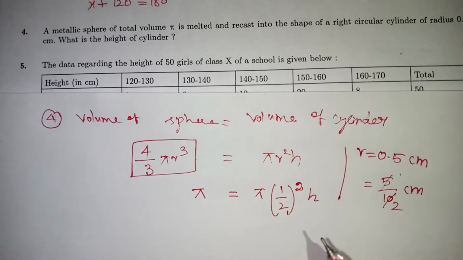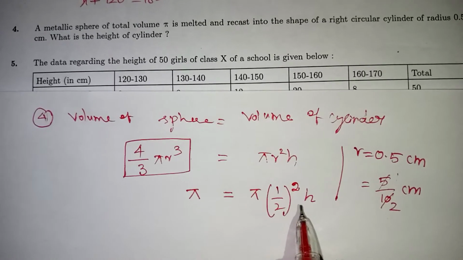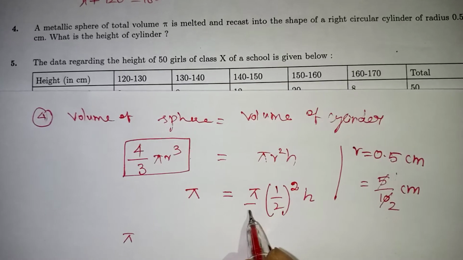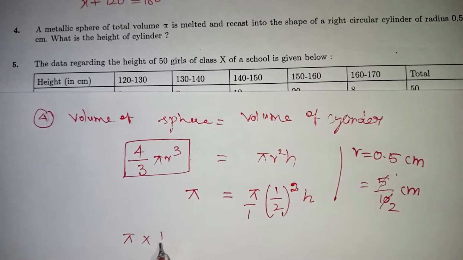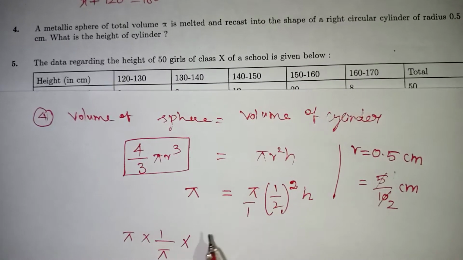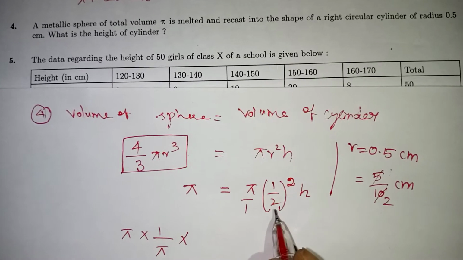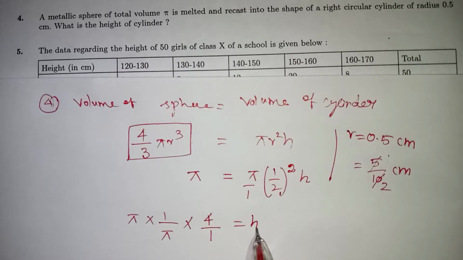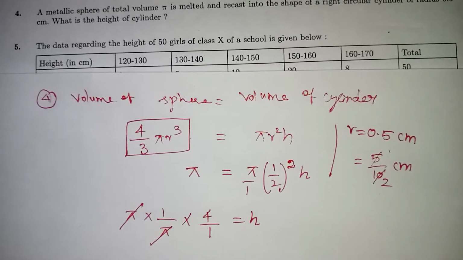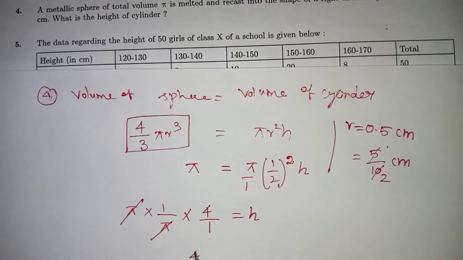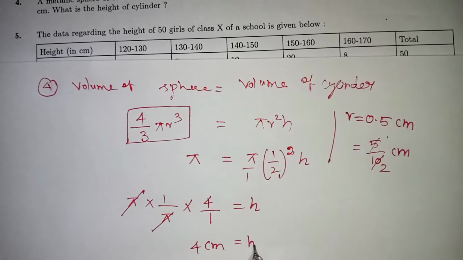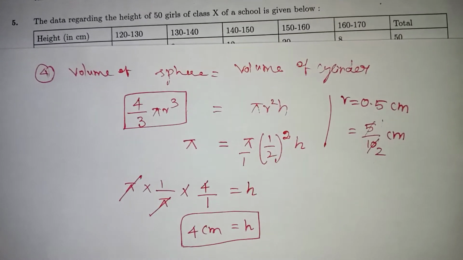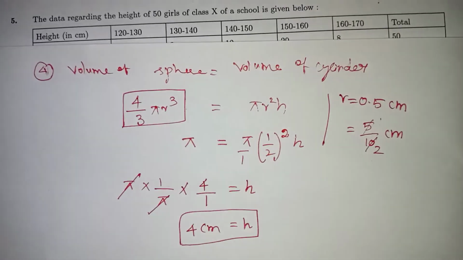The h value we need to find out. So except the h, all the remaining terms can be taken to that side. We have a pi, this is pi by 1. If you bring it to the other side, that is 1 by pi. Multiplied by 1 squared is 1, 2 squared is 4. So 1 by 4, if you bring it to that side, 4 by 1, which is equal to h. This pi and this pi will get cancelled. So the remaining value is only 4. So 4 centimeters equal to h is your correct answer. That is the height of the cylinder they are asking for.